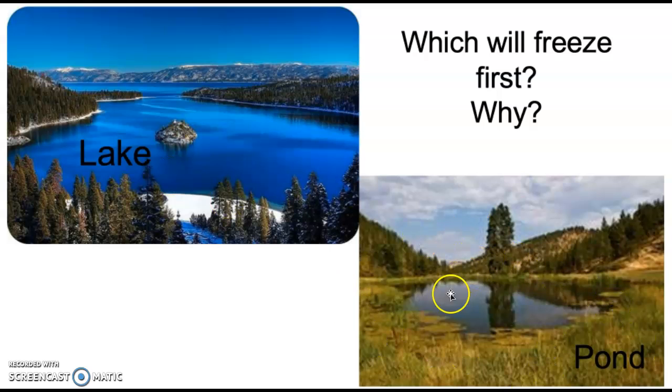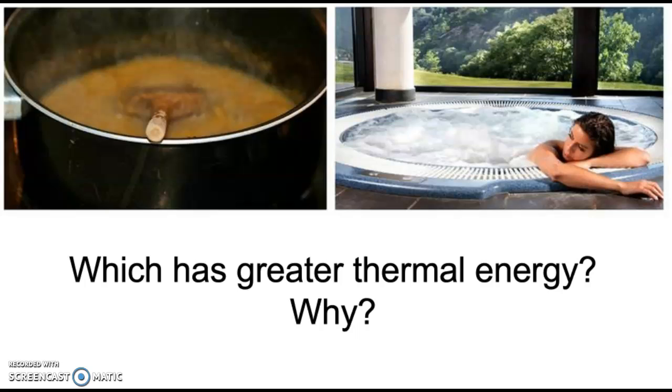This pond is a lot smaller. We're not going to need as much energy to cool down or to freeze that pond to get those molecules to slow down. So the pond will definitely freeze first. Why? Because it's a lot smaller and it will take less energy to slow down those molecules and change the liquid to a solid. All right, which has greater thermal energy and why?